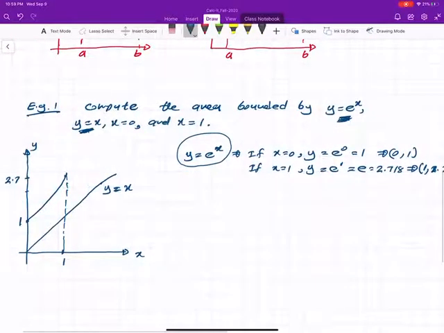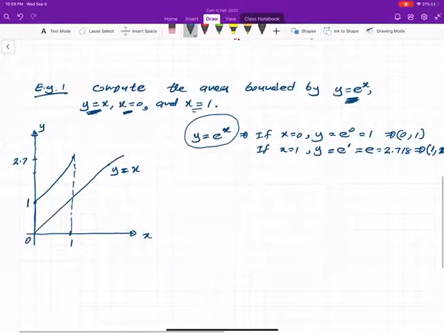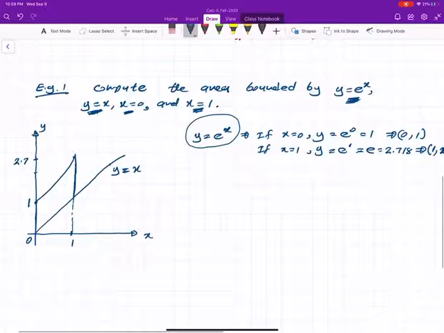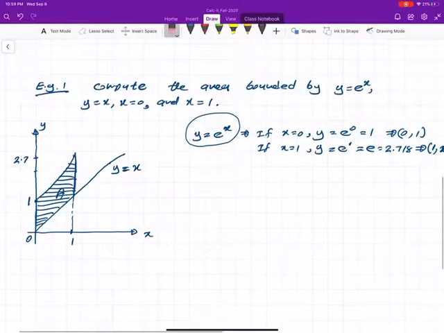We have drawn those two curves, and then you have to mark x equals 0, which is this line, and x equals 1, which is that line. Now the area should be like this. This is the area that you have to compute, which is A.